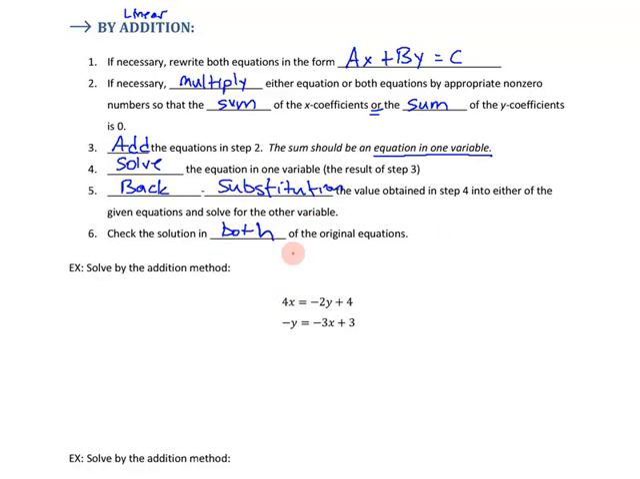First thing we got to do here is we need to get this in standard form. Okay, that is, I'm going to move the 2y to the other side here by adding 2y to both sides. I end up with 4x plus 2y is equal to 4. And I'm going to move this minus 3x to the other side by adding 3x to both sides. That gets the x's and y's all on one side. 3x minus y is equal to 3. Okay, now what I want to do is I want to add these things up.